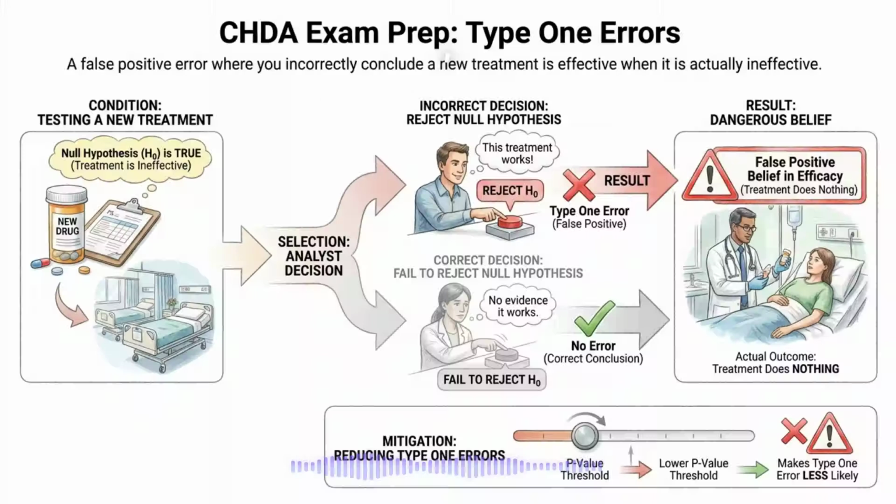Even with strict math, analysts can still make mistakes. Which brings us to the crucial concepts of type 1 and type 2 errors. A type 1 error is essentially a false positive, meaning you accidentally rejected the null hypothesis when you actually should have kept it. In a real hospital setting, a type 1 error is dangerous because it means you believe a new medical treatment works perfectly when, in reality, it does absolutely nothing. The exam expects you to know that lowering your p-value threshold makes a type 1 error much less likely to happen.